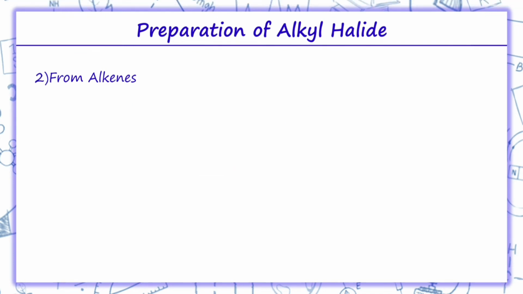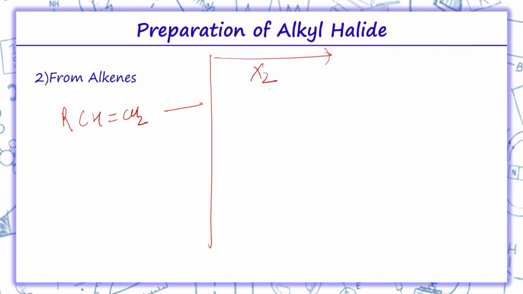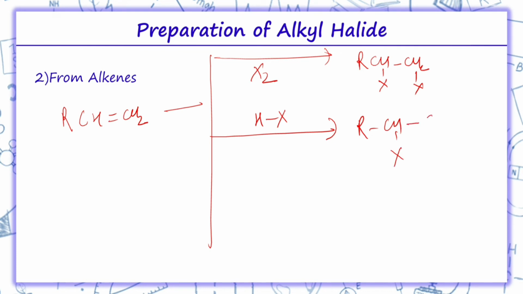Coming on to the next, from alkenes, like we have alkene RCH double bond CH2. If we are adding halogens, we can prepare alkyl halides. So it will be RCHX CH2X. Similarly, if we are adding HX, it will follow Markovnikov's rule. Negative part will be attached to the carbon having less number of hydrogens. This will be RCHX and CH3.